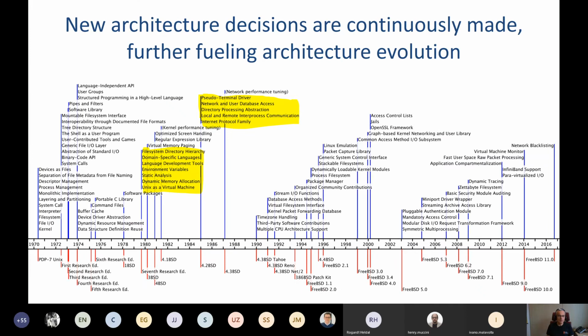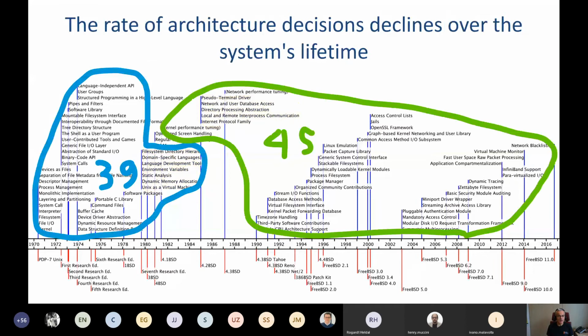So based on this, we can say that new architectural decisions are continuously made, further fueling architecture evolution. So you see here that we have more things done after the initial architecture was put in place, but these have stayed with us. So architecture is evolving, it has not remained stable. However, the rate of architectural decisions declines over the system's lifetime. So in the first 20 years, we have identified about 40 such decisions. And you see another 45 from 1986 until 2000.